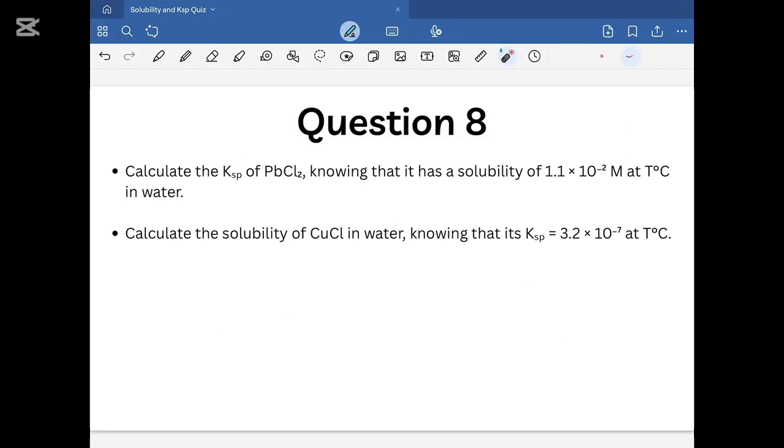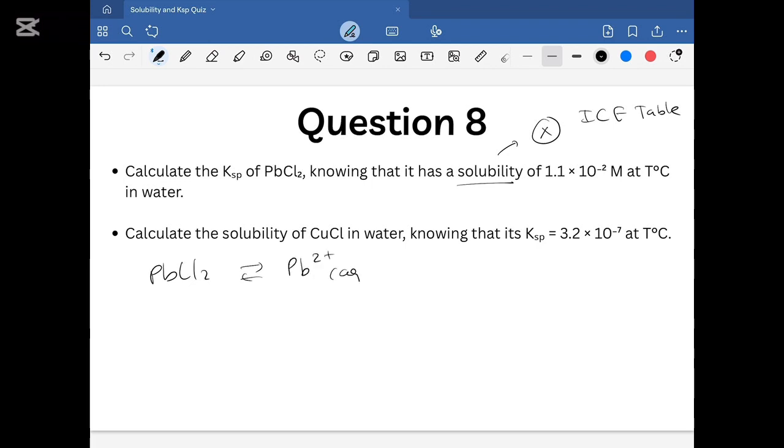Question 8. Calculate the KSP of PbCl2 knowing that it has a solubility of 1.1 times 10 to the minus 2 at a specific temperature in water. So let's start with the first one. So we need the KSP, and remember that when they give you the solubility, it's as if they gave you the X, which is in the ICE table. So let's first write the reaction. PbCl2 will produce Pb2 plus aqueous plus 2Cl minus. This is the dissociation equation.